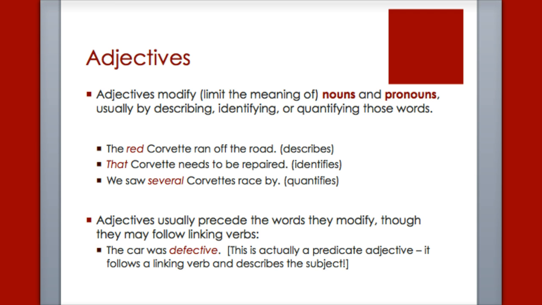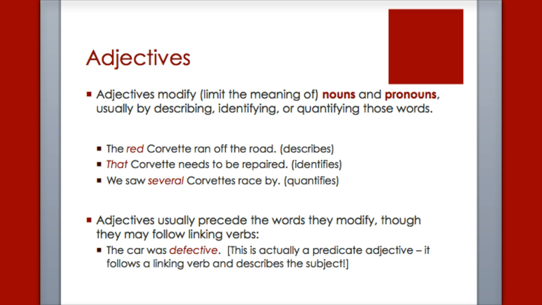The red Corvette. Which Corvette? The red Corvette. That Corvette needs to be repaired. Again, which Corvette? That Corvette. So that identifies, even though that doesn't seem to be an obvious one. We saw several Corvettes. These quantify how much or how many, which are also questions that adjectives can answer.